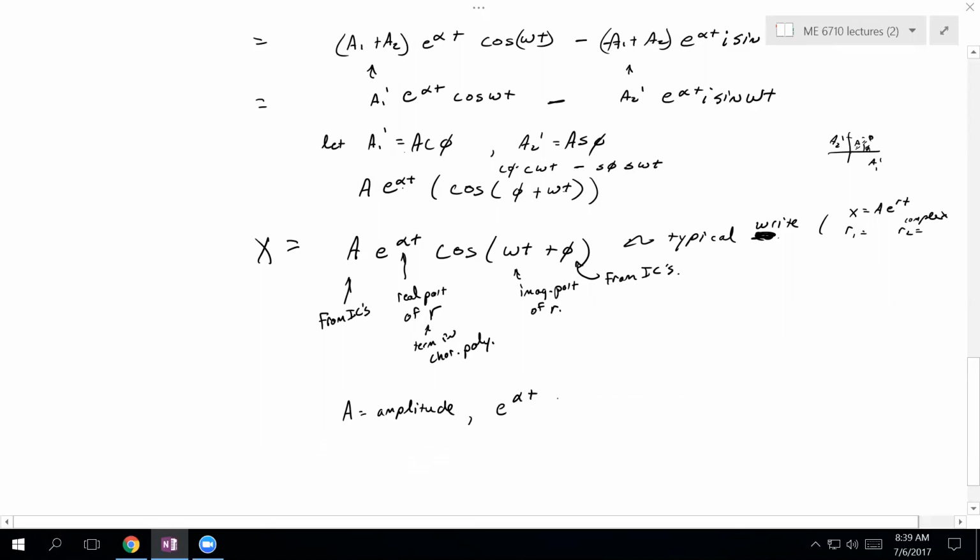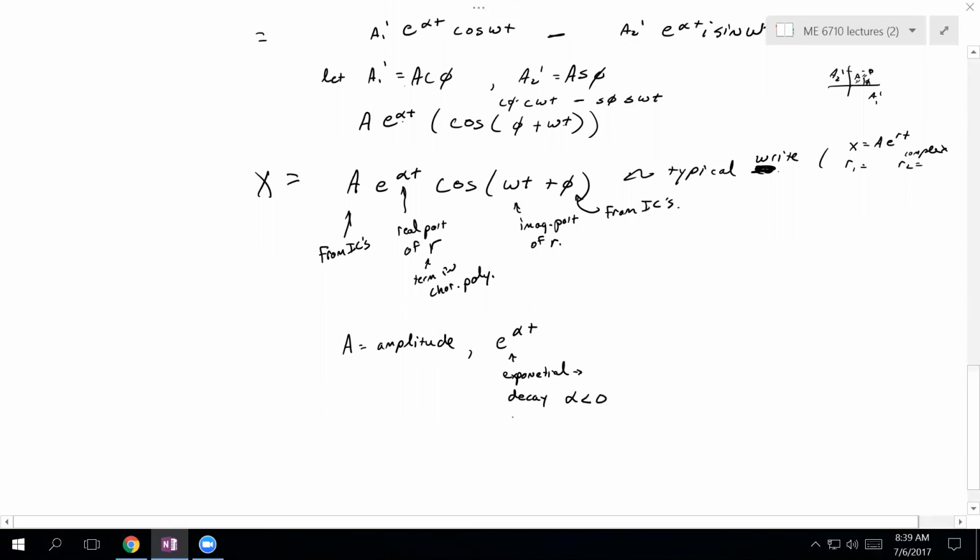E to the alpha t, that's going to be an exponential term. Obviously, it's exponential. And that means it will either decay. Under what conditions does it decay? It decays if alpha is less than 0, negative, or it will grow if alpha is greater than 0. And then we get this sinusoidal term. So cosine, that's the sinusoidal term. Just say that to be obvious.